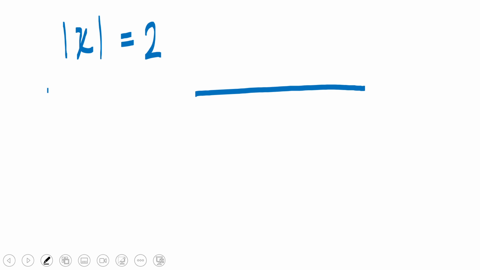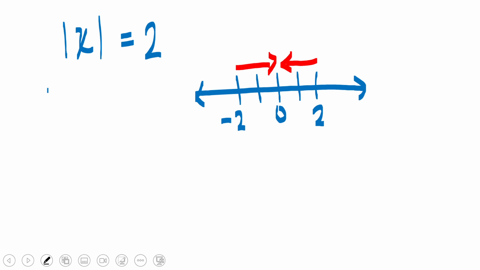Alright, if you have something like the absolute value of x equals 2 and you're asked to graph, then x is 2 units from 0 on a number line. That means that x can be 2, but also x can be -2, because both of these are 2 units from 0 on the number line. So 2 possible answers in the integers.